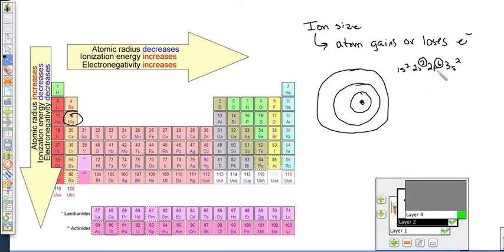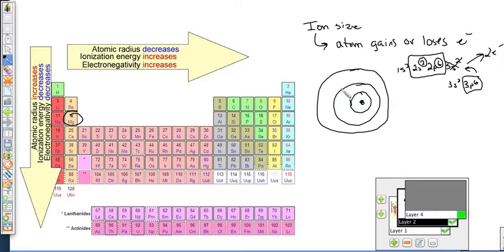Now atoms want to have a full outer energy level. So 2 is full. But to fill 3, I would need a 3s2 and a 3p6. So I would need to add a whole 6 electrons into here. So magnesium has 2 options. It can either try to bring on 6 electrons, or it can just say, I'm going to get rid of those 2 electrons. I'm going to lose all the electrons in the outer energy level.